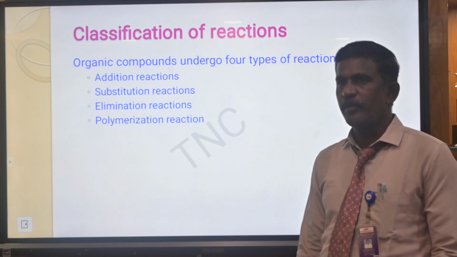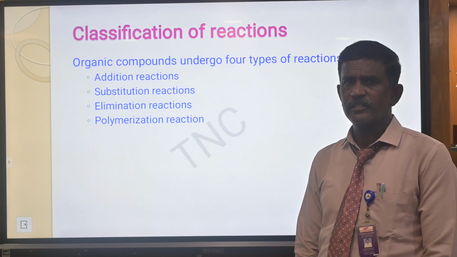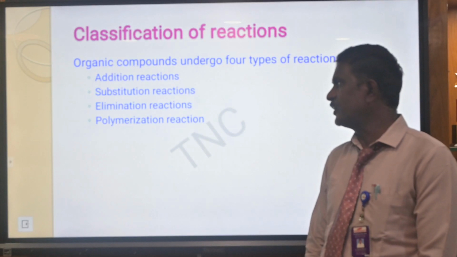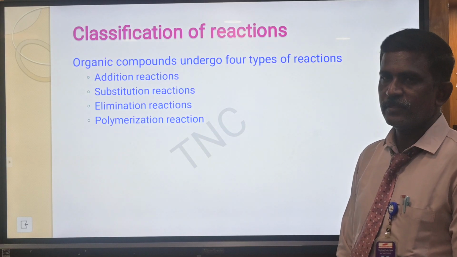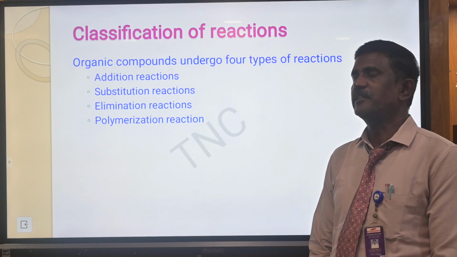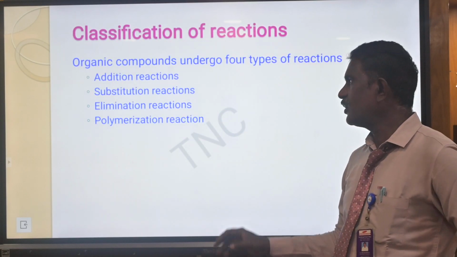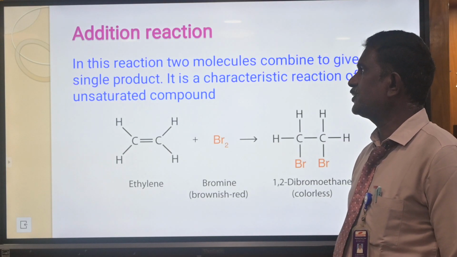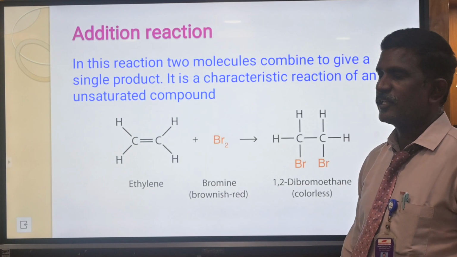So based on the type of reactions, we can majorly classify the chemical reactions into four different categories. One is addition reaction, another one is substitution reaction, then elimination reaction, and the final one is polymerization reaction. So let's now see one by one what the reactions are. The first one is addition reaction.